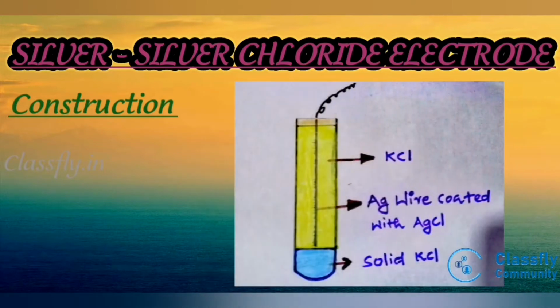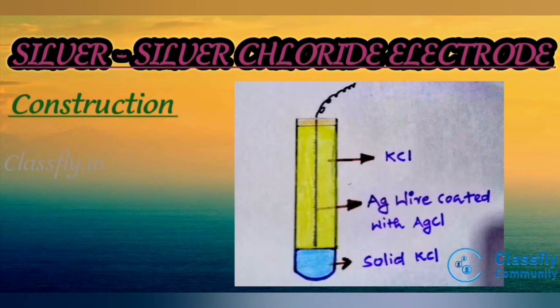In this picture, we can see silver chloride electrode consists of a silver wire which is coated with a sparingly soluble salt of AgCl. Thus, the coated silver wire is dipped in a solution containing the anion of the salt. The anion here is chloride. So, here this silver wire coated with AgCl is dipped in a KCl solution.